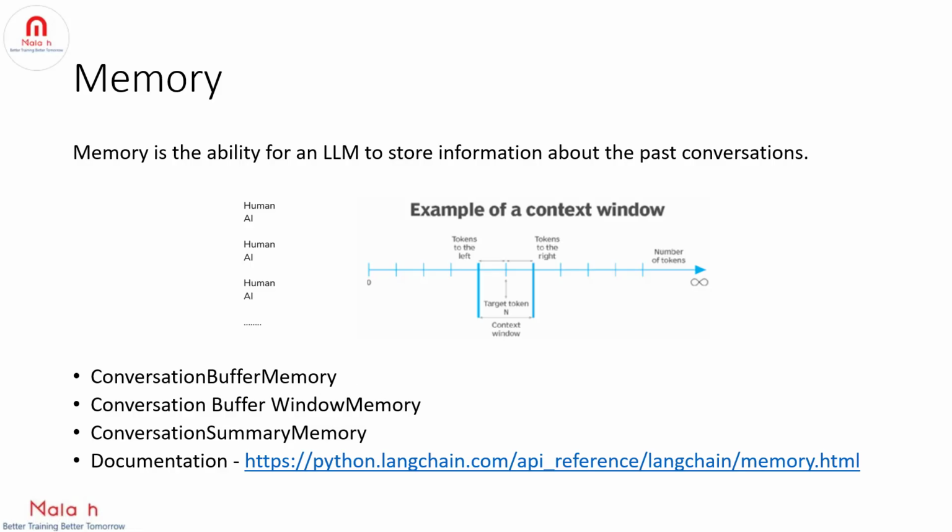All right, thank you. So we understood what is memory. Memory is nothing but the ability for an LLM to store information about the past conversations. So as I mentioned, we have different types of memory: conversation buffer memory, conversation buffer window memory, conversation summary memory, and several other types available, which we will go through. So now let's see how we can give memory to an LLM by using conversation buffer memory.